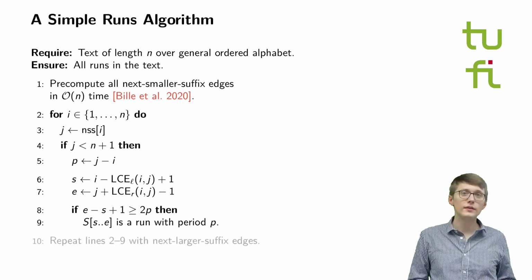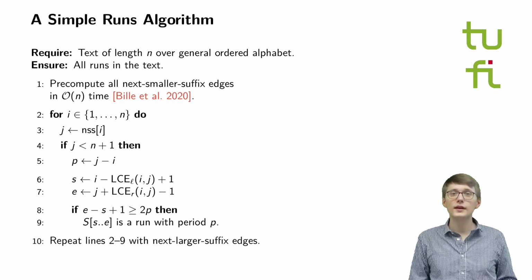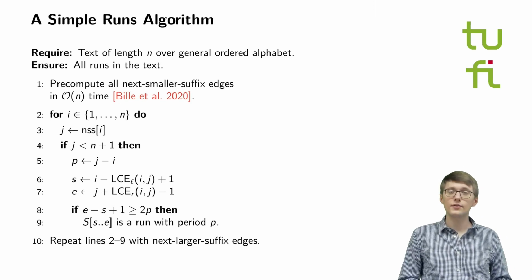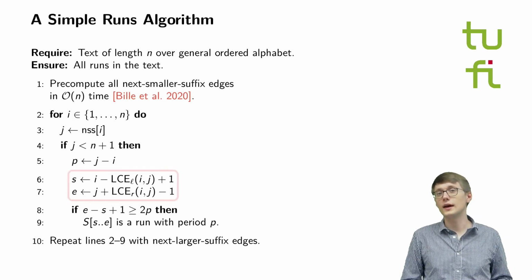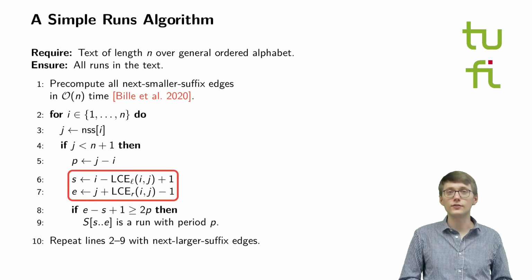Finally, we have to repeat the entire process, but this time with the next larger suffix edges. It is clear that this algorithm takes linear time apart from the time needed to compute the longest common extensions. For linearly sortable alphabets, we can spend linear time on a pre-processing and then answer every longest common extension query in constant time. For general ordered alphabets, there has also been quite a bit of research aimed at making the longest common extensions faster.